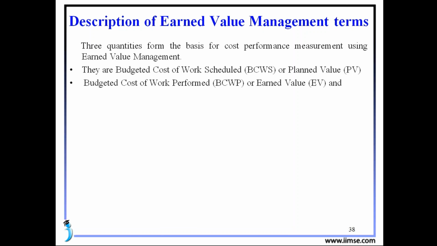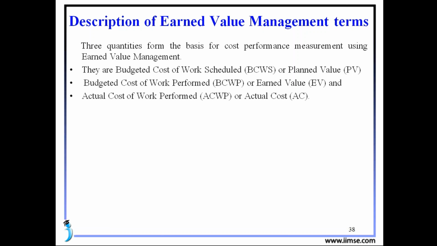The second one is the budget cost of work performed, or earned value. That means for the completed work, how much we should have spent. For example, our budget cost for work A is 1000 rupees. The duration of work A is 4 days. We completed 2 days of work. Then according to our budget, we should spend half the amount only. But sometimes we may spend a little bit more or less also. That we can calculate from the budget cost of work performed. That means we should calculate for the completed work only.